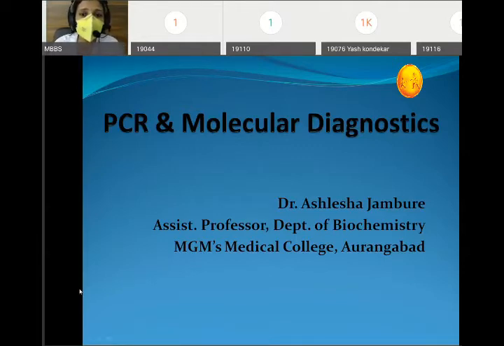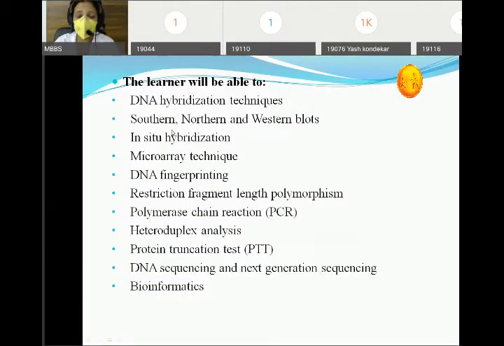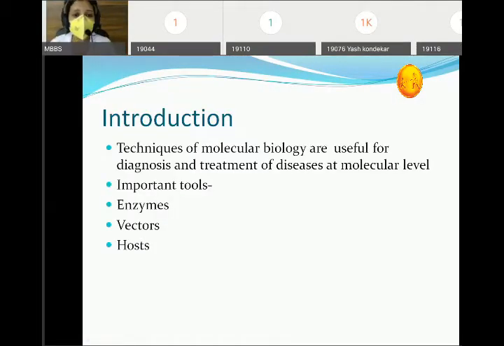So today's topic is PCR, that is polymerase chain reaction, and molecular diagnostic techniques. So what are these techniques? Molecular diagnostic techniques are the techniques of molecular biology which are useful for the diagnosis as well as the treatment of the disease at the molecular level. So these techniques deal with the DNA and RNA of the patient, of the case. Important tools that are required are enzymes, vectors, and hosts.